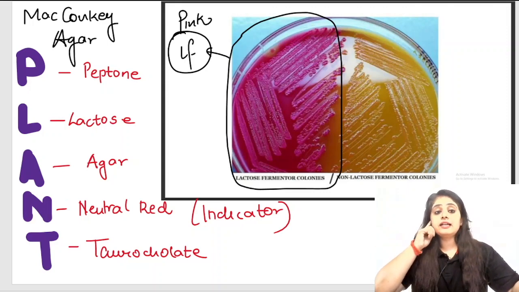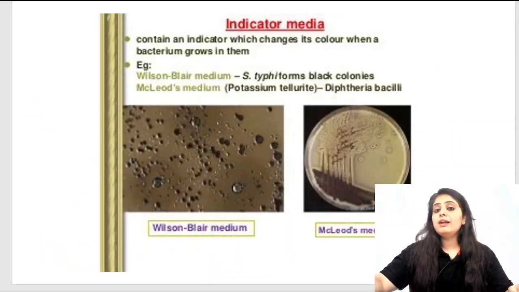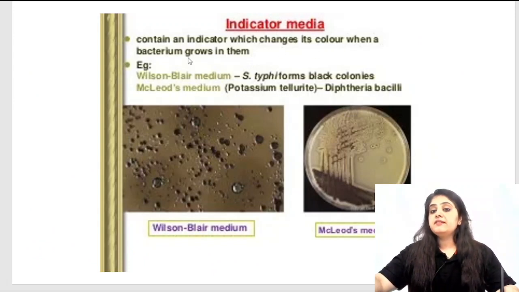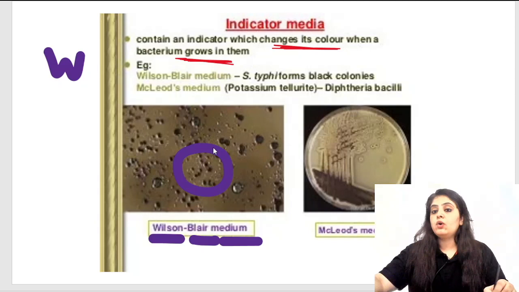So I could have selected MacConkey over here, but I saw the first option was McLeod's medium. Now what is McLeod's medium? So now I'll be able to tell you what an indicator medium is. Indicator medium is that whenever the bacteria grow in it, the color is going to change. There are two media that should come to your mind under indicator media, and these include the Wilson-Blair media. Wilson-Blair media is basically for typhoid, and you can see it's giving you these black color colonies.